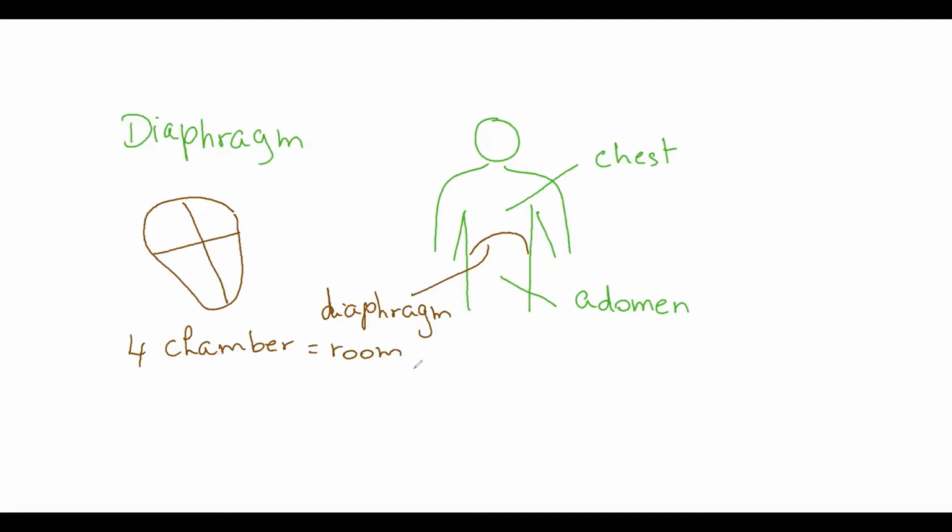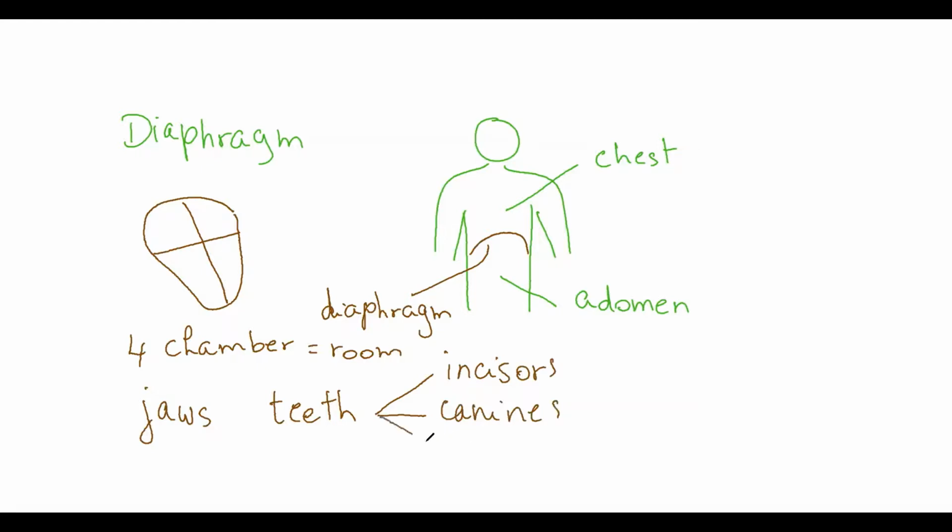The mammals, they have jaws, and these jaws carry the teeth. And the teeth types differ according to the kind of mammal. But the teeth have certain shapes. Some of them are called incisors. Some of them are called canines. And some of them are called premolars. Some of them are called molars.